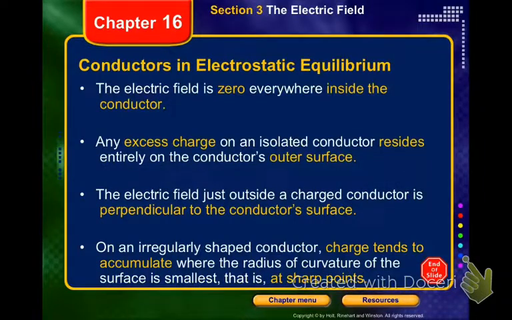Any excess charge on an isolated conductor resides entirely on the conductor's outer surface. So it's important: any isolated excess charge on a conductor is going to be on its outer surface. The electric field just outside a charged conductor is perpendicular to the conductor surface. So just outside of a charged conductor, the electric field is perpendicular. And for irregularly shaped conductors, the charge tends to accumulate at sharp points.